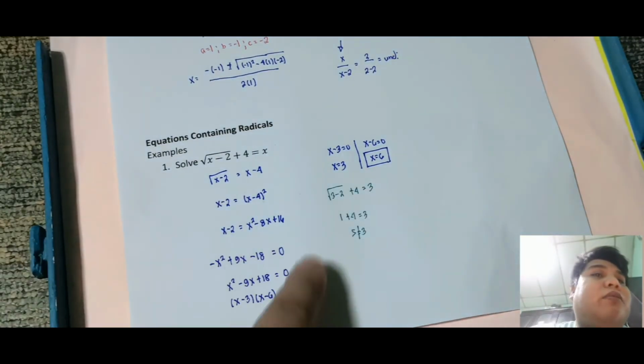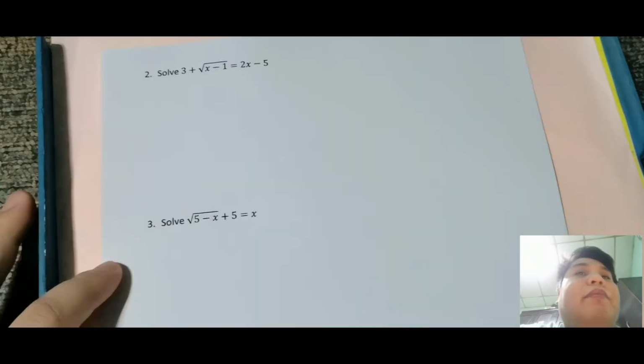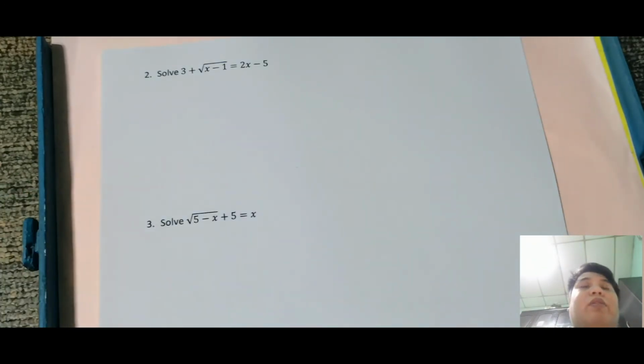Okay, so matuto kayong magganyan din. Okay, so let's have another example. Let us have example number 2. So solve 3 plus square root ng x minus 1 is equal to 2x minus 5.